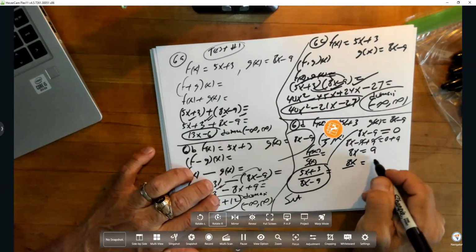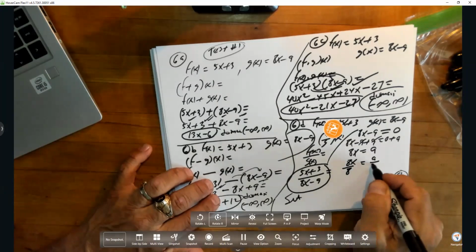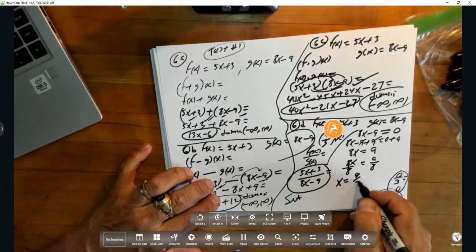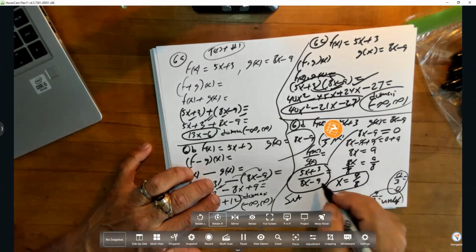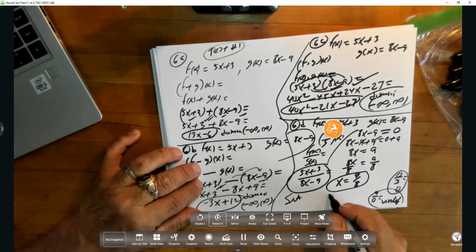Divide this and divide this. Give me some numbers to divide by. Got to get rid of the 8x. You just get rid of the 8. How do you do that? Divided by 8. Divided by 8. So that means x is 9/8. So 9/8, if used, is for sure going to mess up the bottom part of this. It's going to make this bottom what? 0.